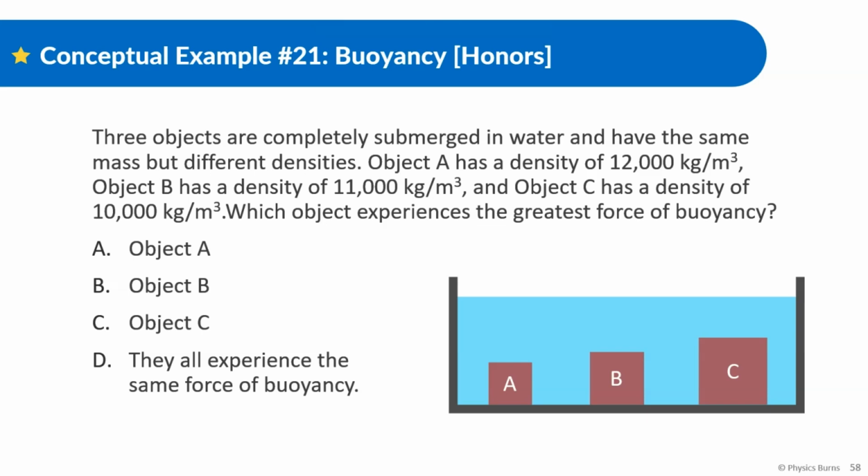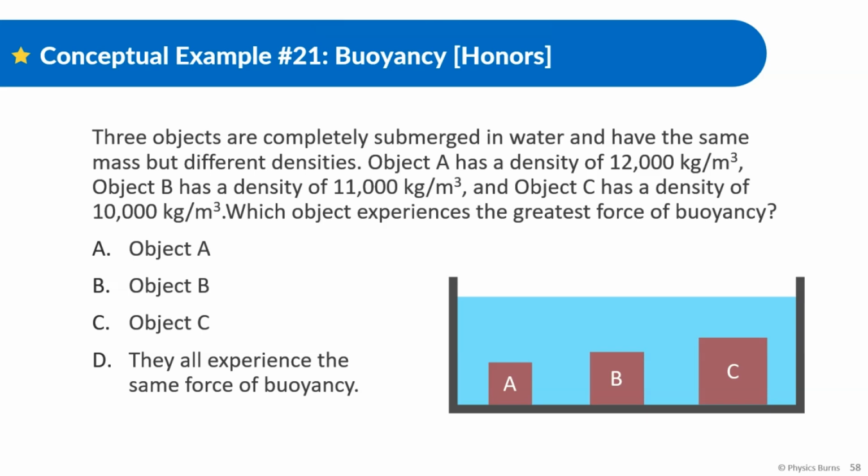Okay, moving on. 3 objects are completely submerged in water and have the same mass but different densities. Object A has a density of 12,000 kilograms per meter cubed. Object B has a density of 11,000 kilograms per meter cubed. And object C has a density of 10,000 kilograms per meter cubed. Which object experiences the greatest force of buoyancy?